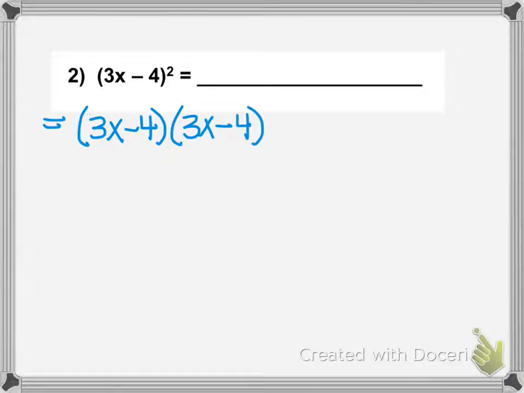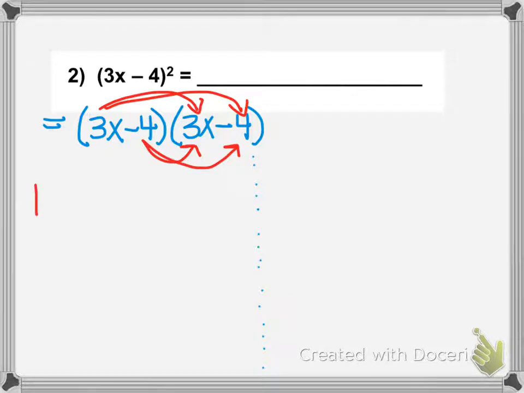Okay? So I'm going to go ahead and show you once again the two methods so you can decide by yourself. So for the first method, we're going to do first, outer, inner, last. And sometimes it helps to write the FOIL until you get the hang of it. So 3x times 3x, and remember we can put our exponents of 1 on our x's. 3x times 3x is 9x squared.